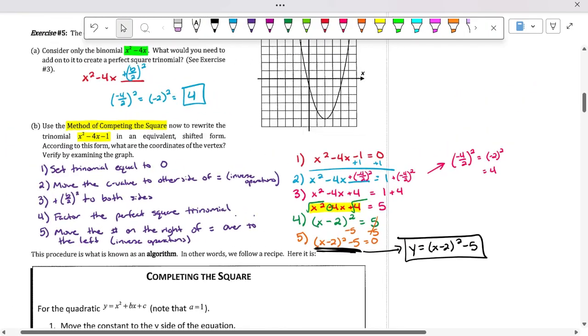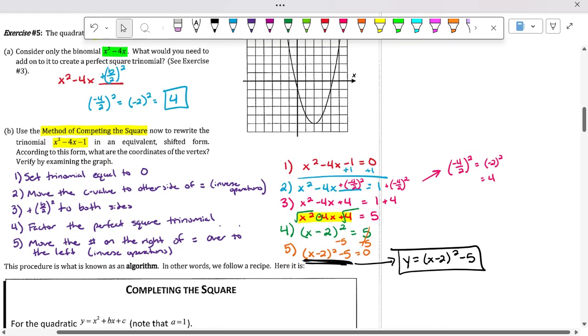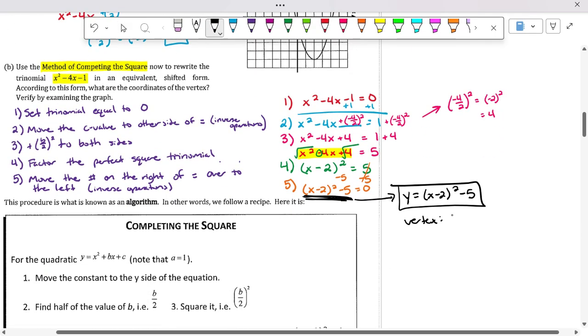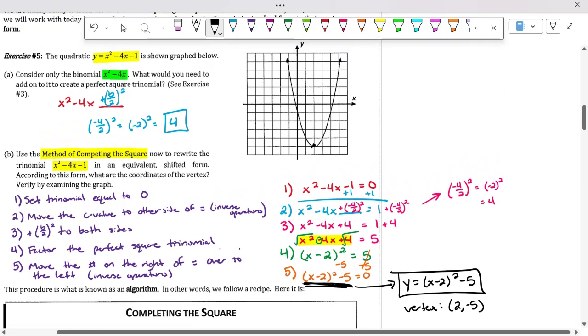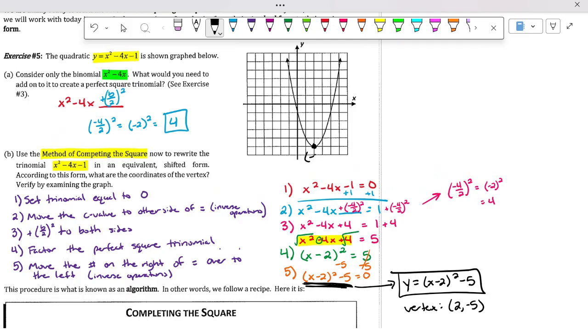Now let's see if that corresponds with my graph. So based off my vertex form, what should my vertex be? Positive 2, negative 5. Is that not the vertex here? Is positive 2, negative 5 the vertex here? Yep. Positive 2, negative 5. So this is the correct form.